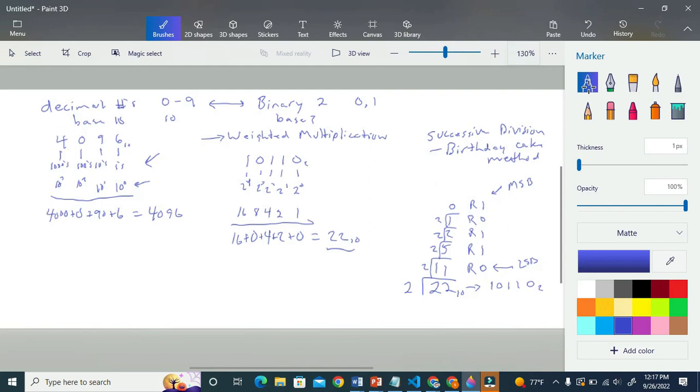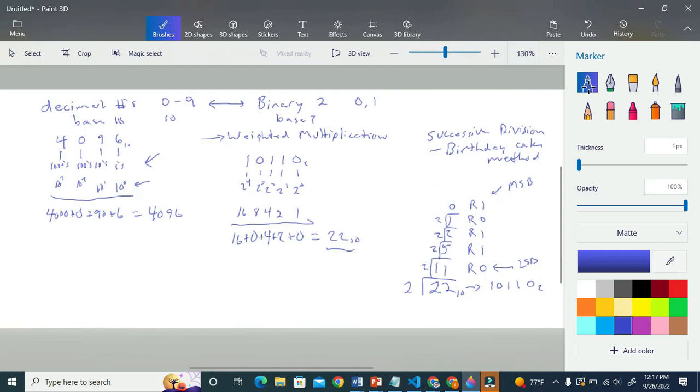And usually you use these little subscripts just to ensure there's no confusion. So this could be 10110 base 2, or if we didn't have the subscript, somebody might read it as 10,110. So again, when we're going back and forth between number systems, it's important to have that little subscript so that you know which number system you're talking about.